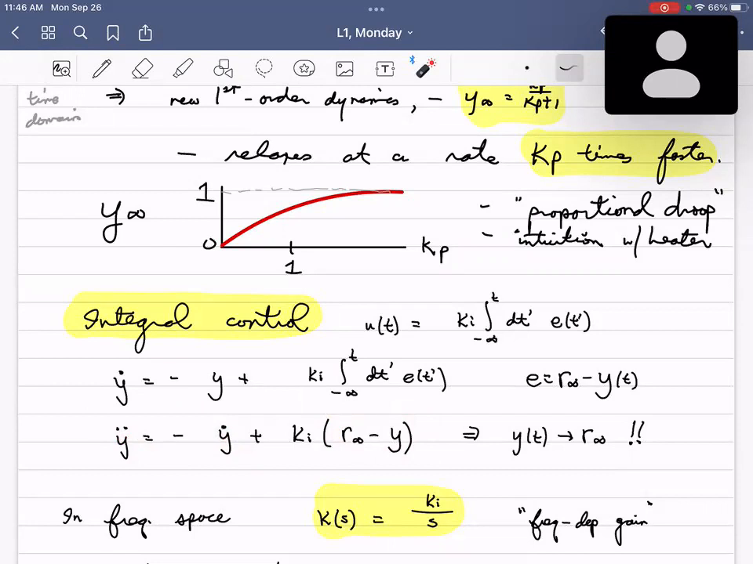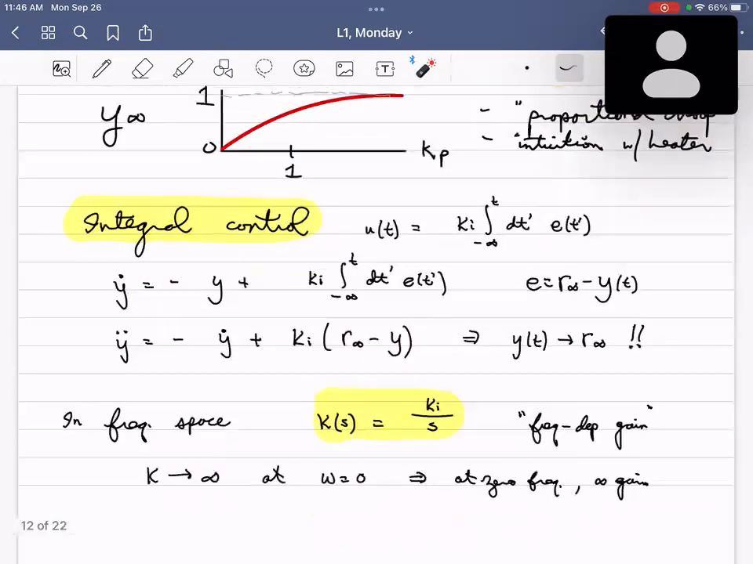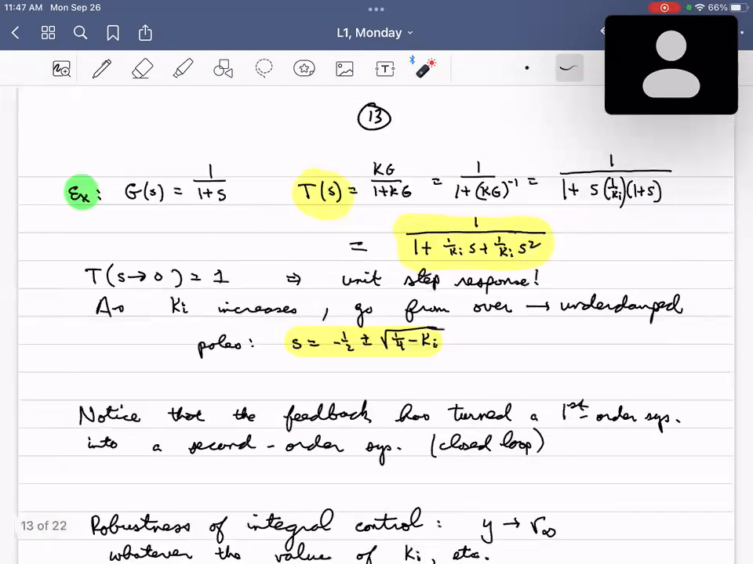To analyze this in frequency space using our transfer functions, the integral corresponds to 1 over s, the inverse of a derivative. So it has a transfer function K over s. If we put in our first order system here, following this recipe, instead of a constant, we have s over Ki. And so if you look at this now, this is a second order system.